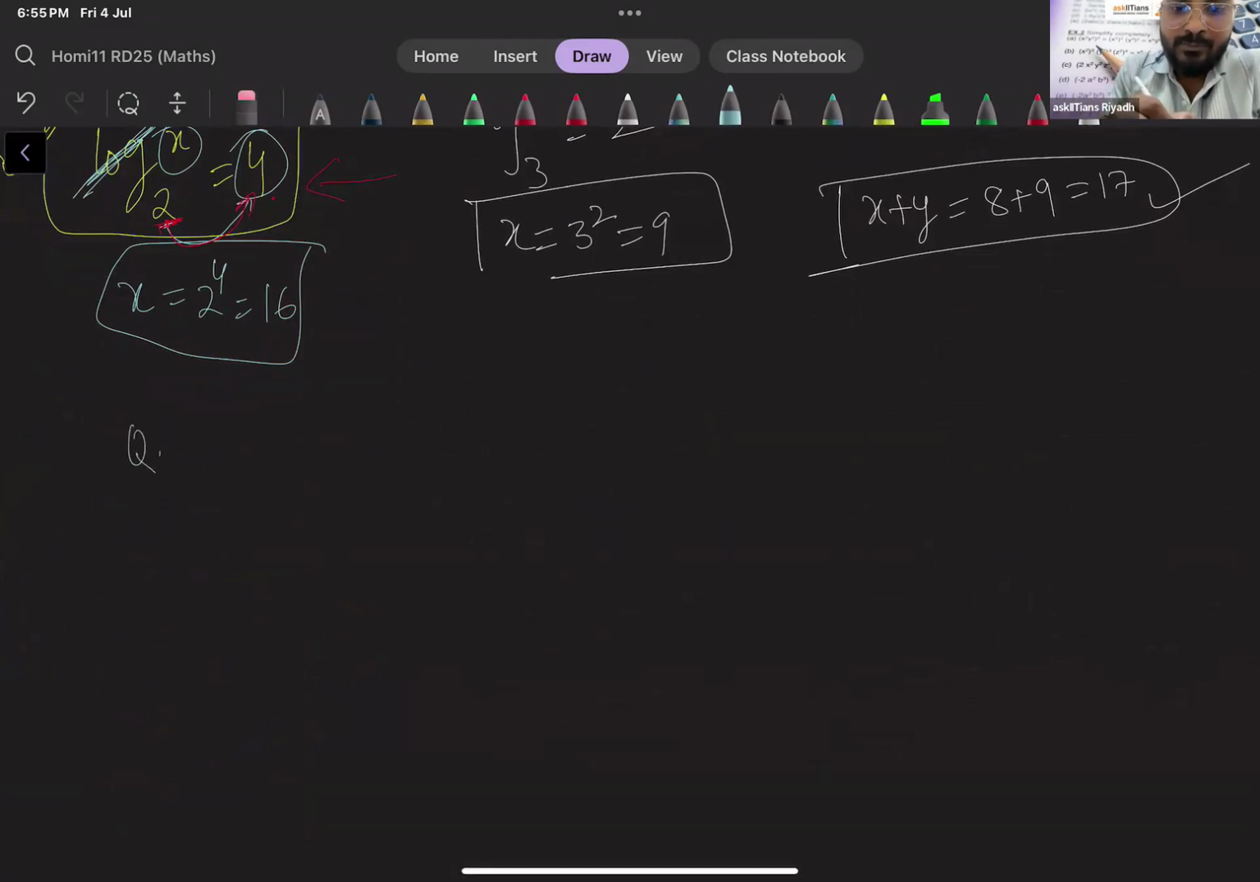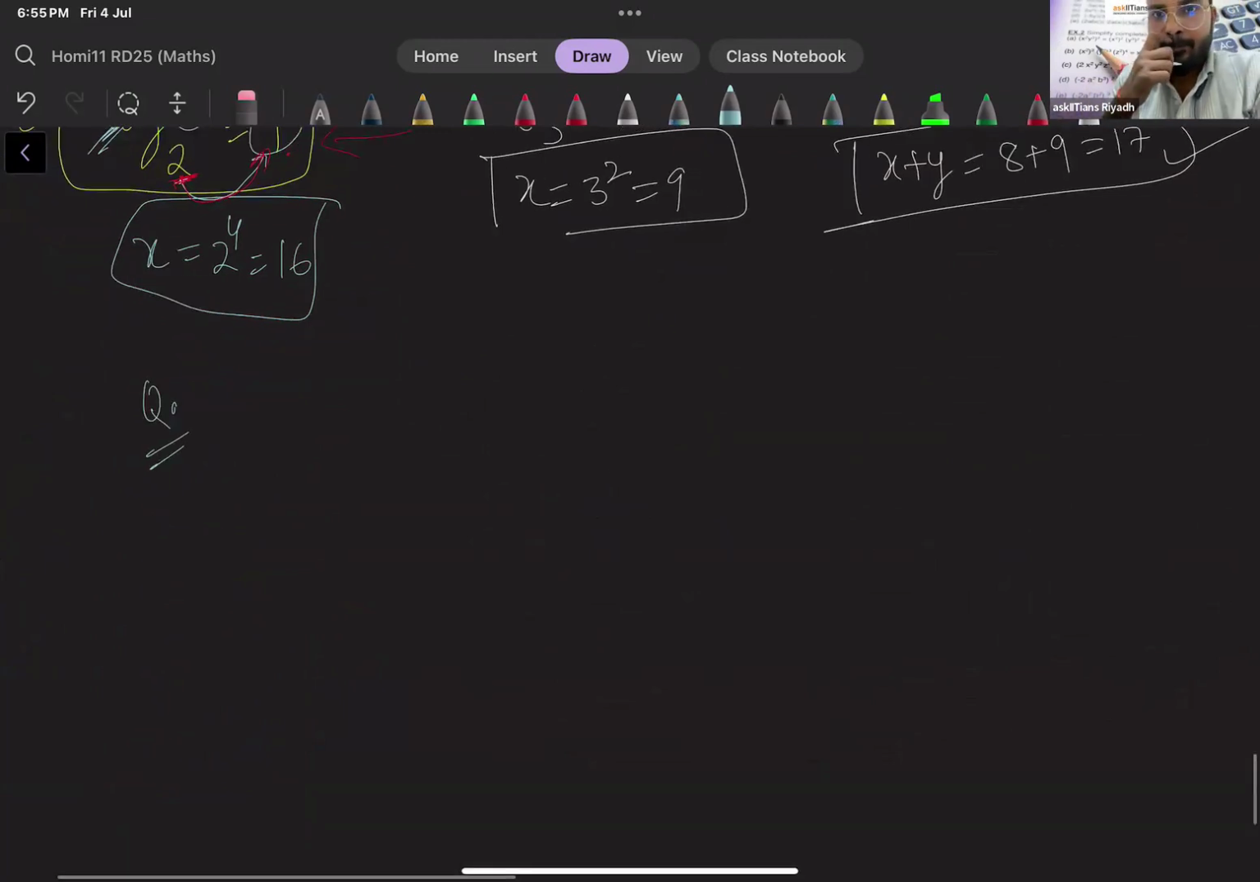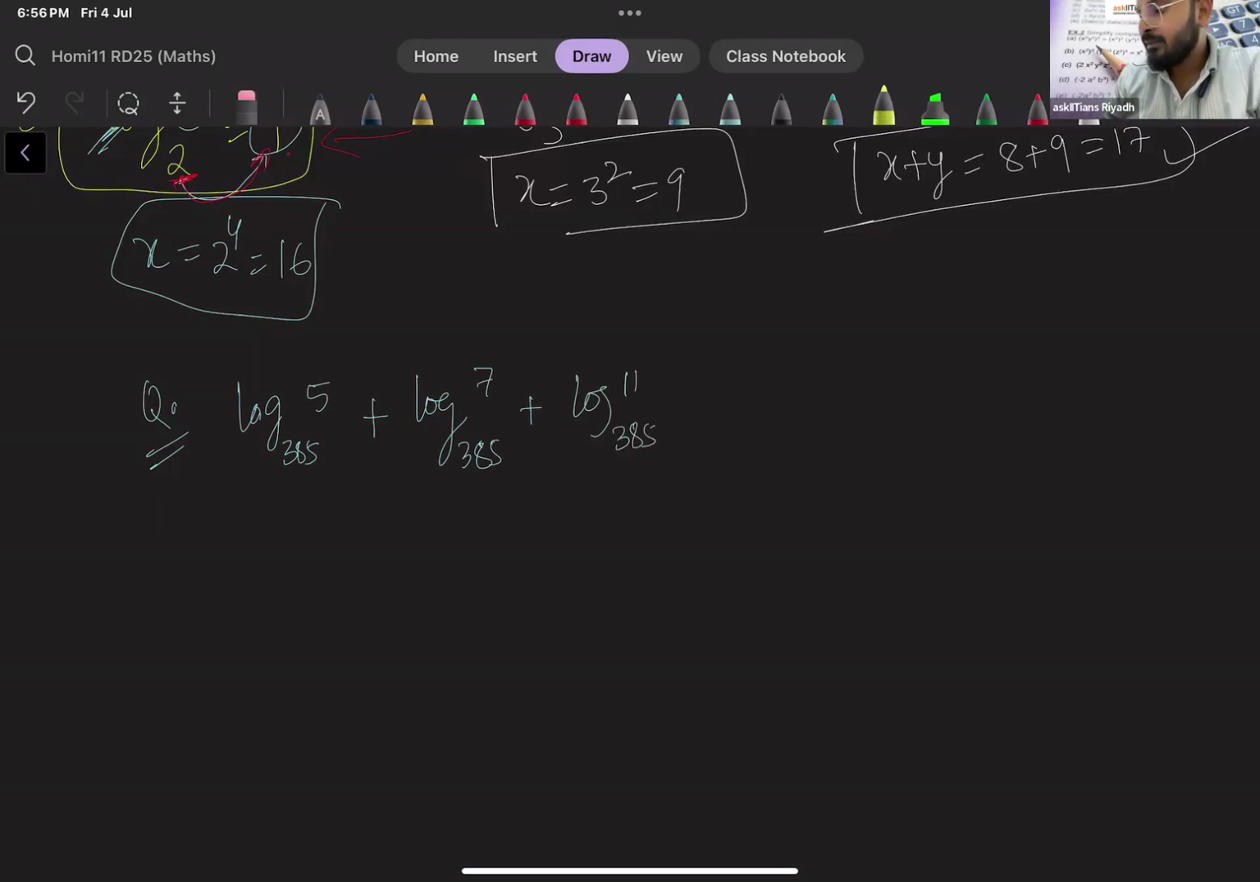So now we are solving few questions based on the property of log. Let's suppose we are given like this, log 5 to the base 385 plus log 7 to the base 385 plus log 11 to the base 385. Now always think about this whenever you are dealing with log questions: convert all the terms to a single term if possible. Also the base of log in each term should be the same. So already the base is the same here.